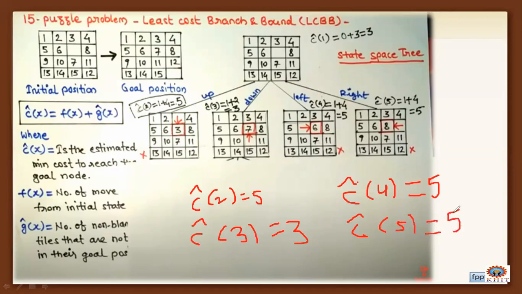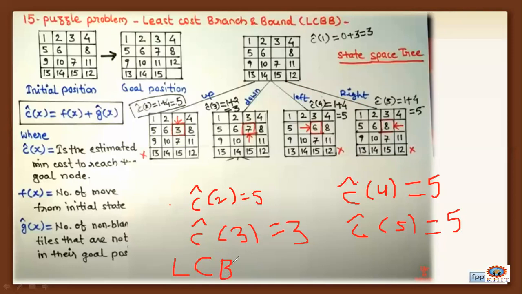But here C cap of 2, C cap of 3, C cap of 4, C cap of 5 values will represent the ranking function values, the ranking function values of each and every frame. So here you need to apply the least cost branch and bound searching technique.